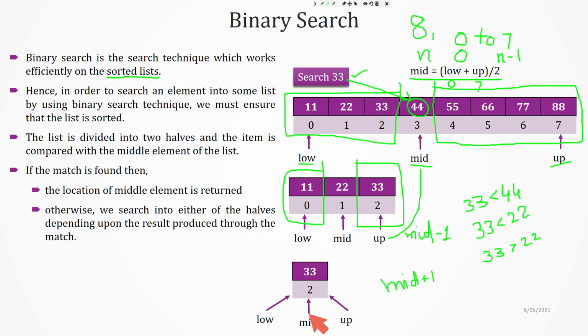So now mid is 2. Again we will compare 33 with A of mid. 33 and 33 are matched. So the search is successful.